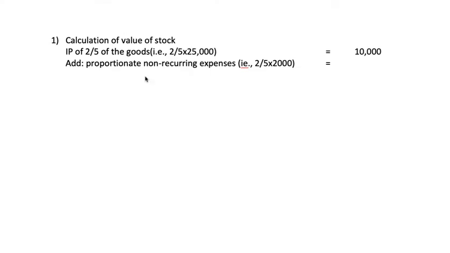So we add proportionate non-recurring expenses, that is 2/5 of 2,000. 2/5 of 2,000 is how much? It is 800, right? So we are going to add this 800 here. So the total amount is how much? It is 10,800. This is the value at invoice price of 2/5 of the goods.